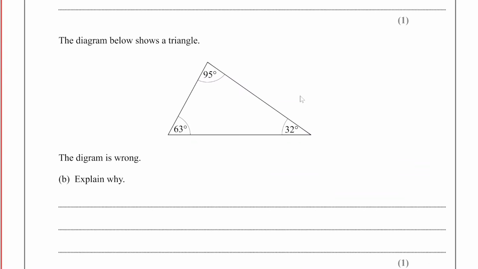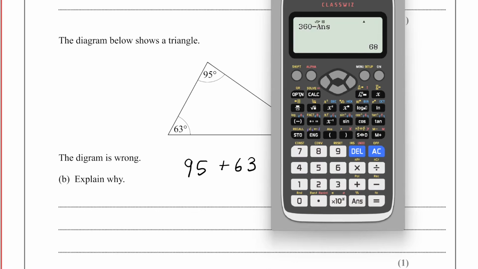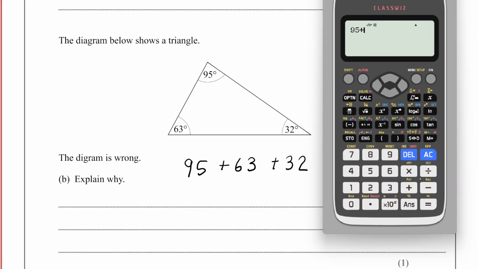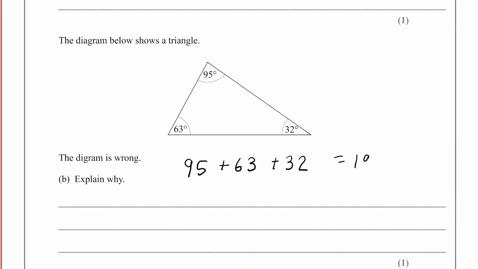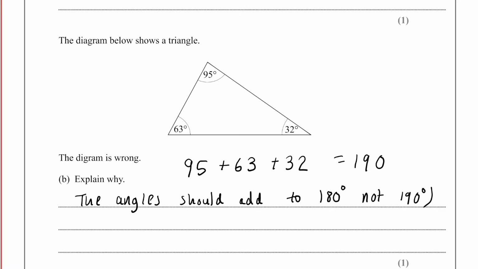The diagram below shows a triangle. The diagram is wrong. Explain why. So let's do 95, 63, and 32. The angles in a triangle should add up to 180. Let's see if they do. They add up to 190. So it can't be a triangle because they don't add up to 180 degrees. The angles should add to 180 degrees, not 190 degrees.